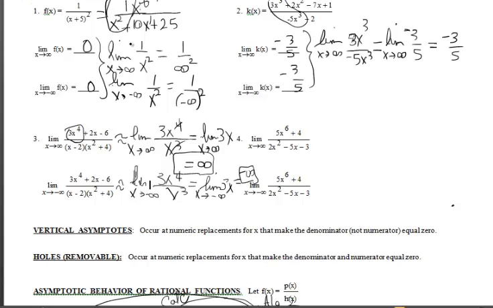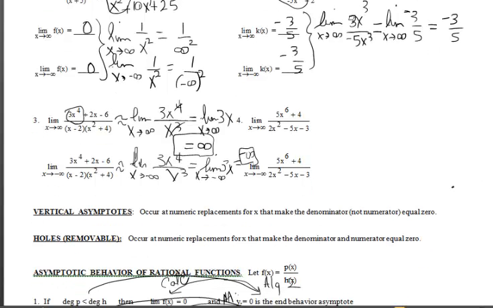Why is it going pink? All right, looking at problem number 4.